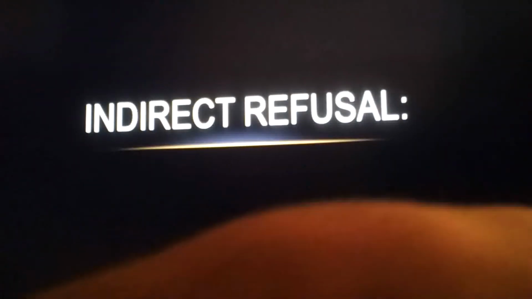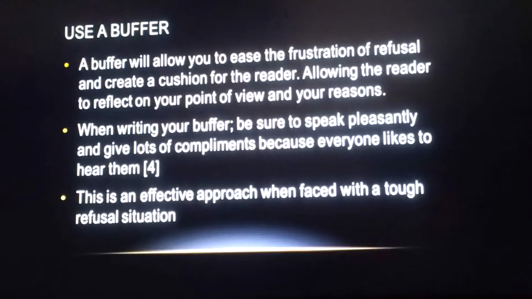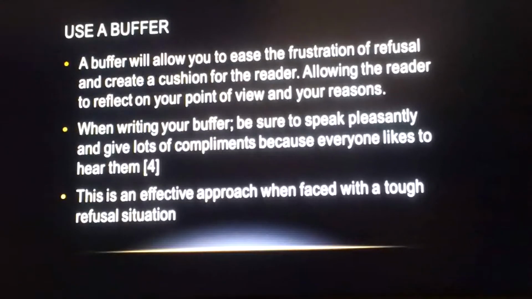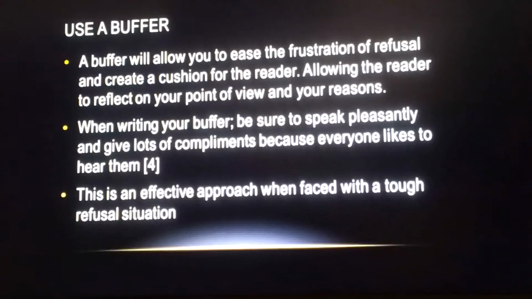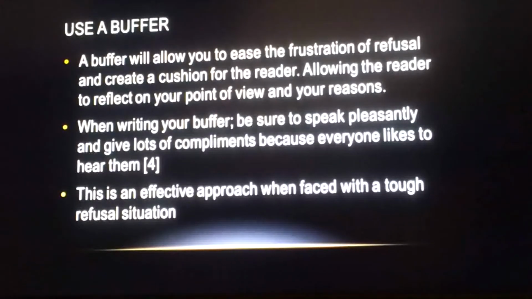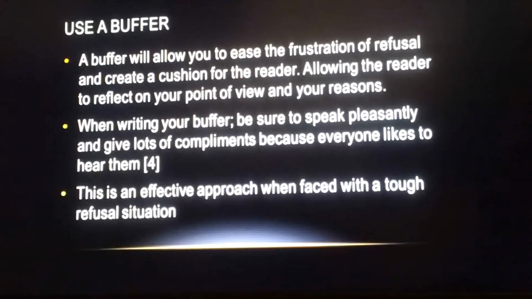Indirect refusal. So I'm going to explain to you how to write an indirect refusal. Well, first off, you start off with a buffer. A buffer is pretty much just softening, the cushion before the rejection. A buffer will allow you to ease the frustration of the refusal and create a cushion for the reader, allowing the reader to reflect on your point of view and your reasons.